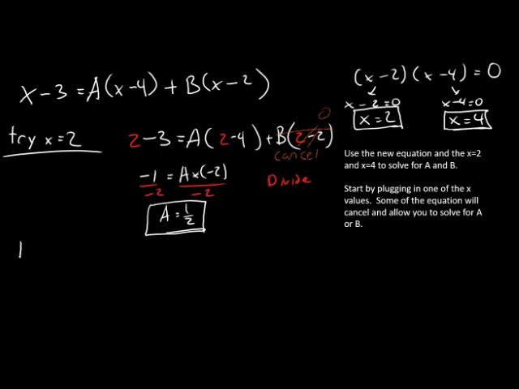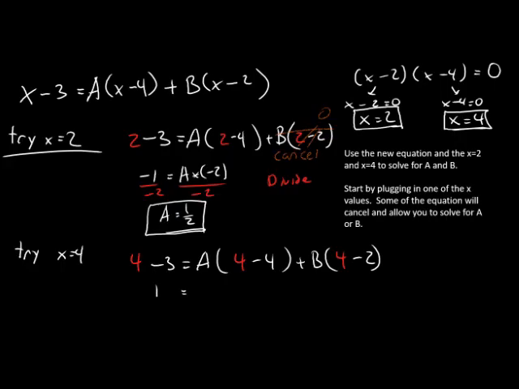Now let's try the other x. Our other x was x equals 4. We'll rewrite our equation, but now instead of saying 2, we'll say 4 in each of the x positions. We've replaced all of the x's with 4, and now we'll have 4 minus 3 on the left, which gives us 1. A times 4 minus 4 will give us 0, because 4 minus 4 is 0, times A will cancel completely. And then for B, we'll have 4 minus 2, which is 2, times B is 2B. Now we divide both sides by 2. When we divide both sides by 2, we'll end up with B is equal to 1/2.